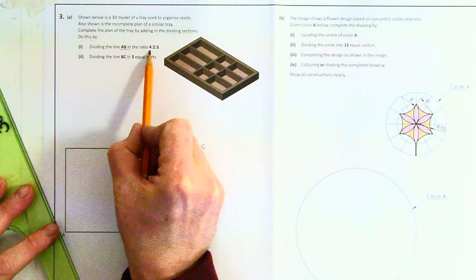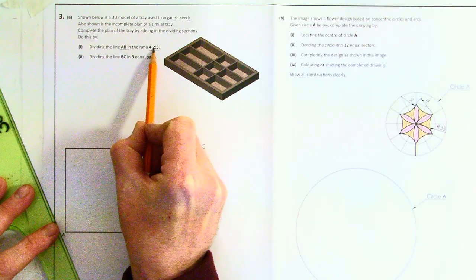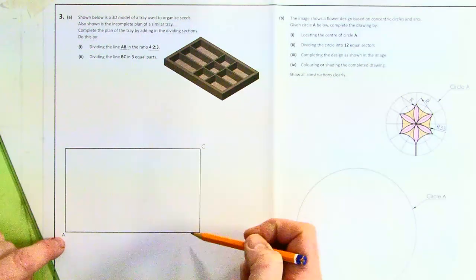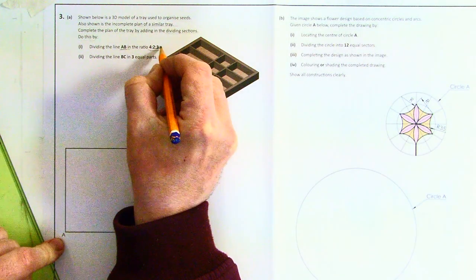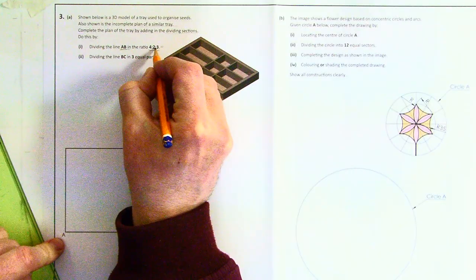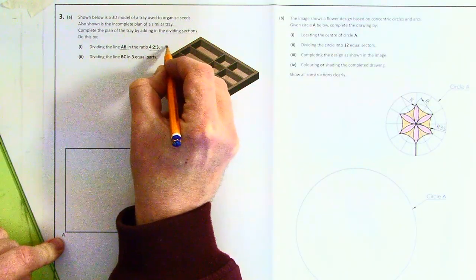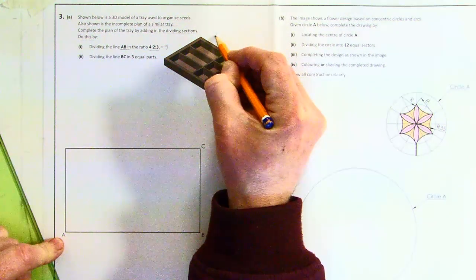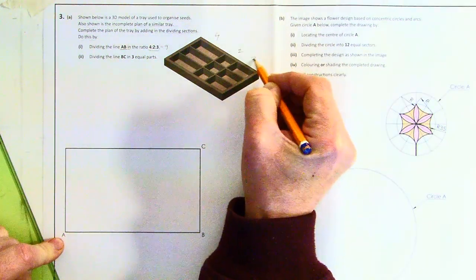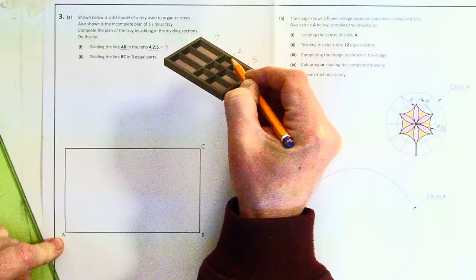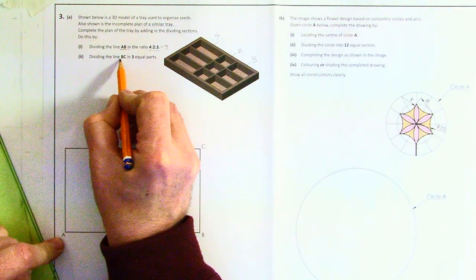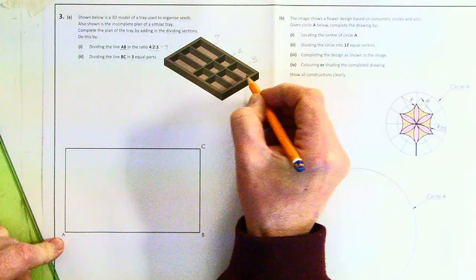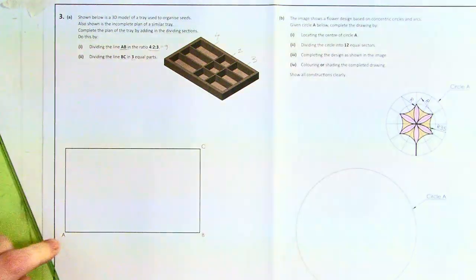Divide the line AB into a ratio of 4:3:2. So the line AB. Remember with ratios, we have to add them: 4, 5, 6, 7, 8, 9. So we're going to have to divide that line AB into 9 equal parts. And this is the 4, this is the 2, and this is the 3. So this. And finally, divide the line BC into 3 equal parts. So this here into 3 equal sections.